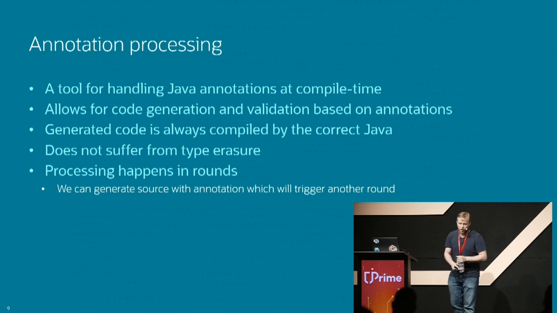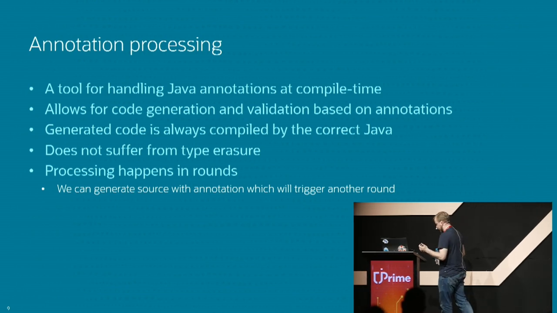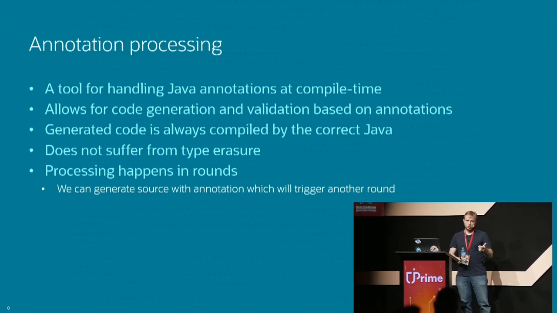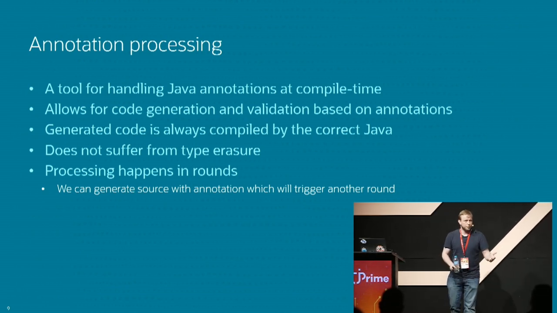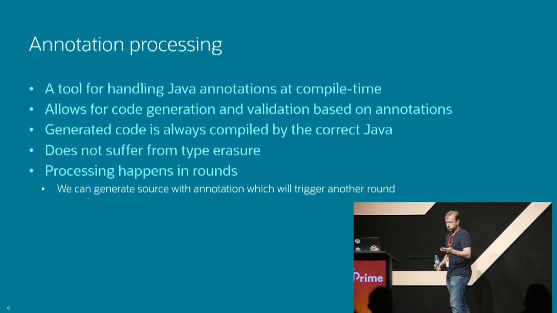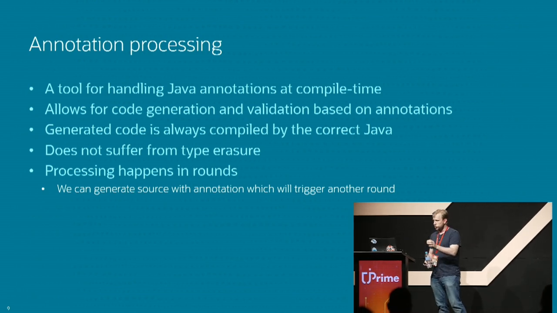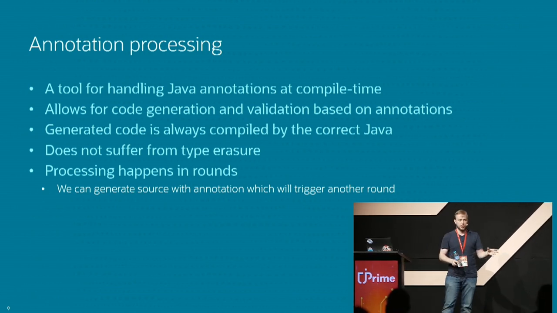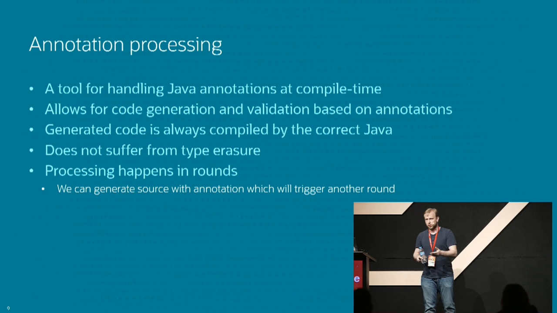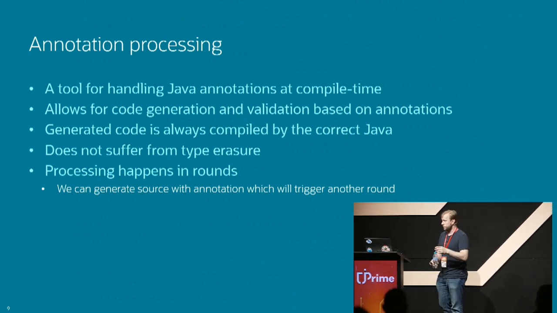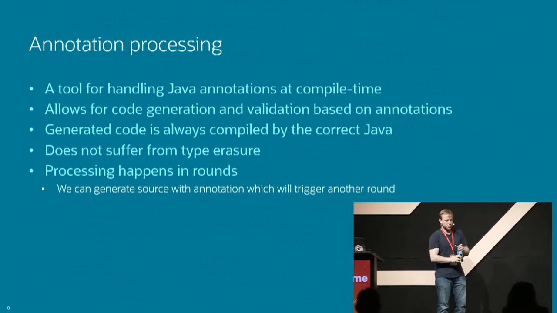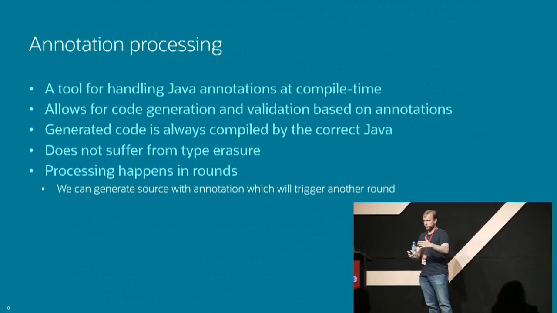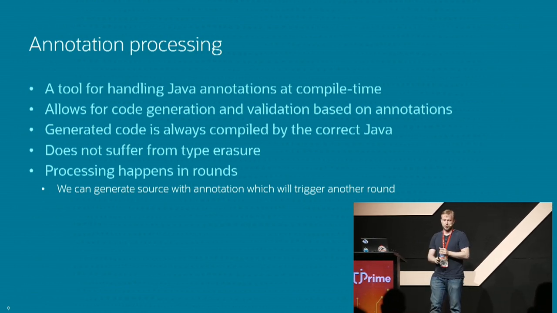Also, a great thing is that annotation processors do not suffer from type erasure, meaning that if you are using, for example, generics in your code, you will see the generics which were used in the classes in the annotation processors as well. So it's very easy to work with. It's very easy to target the specific types you would like to process, do something with, and stuff like that.